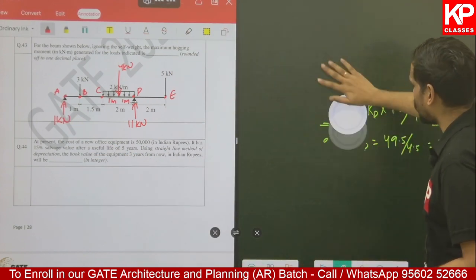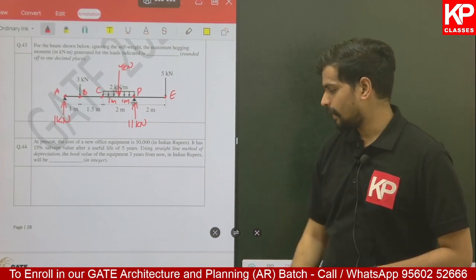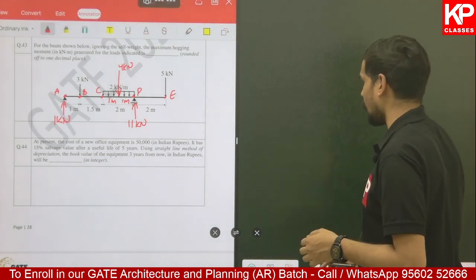RA and RD. Now once you have the value of RA and RD, you can quickly draw the shear force and bending moment diagram for it to get the maximum bending moment of the given beam. So let us do that now.